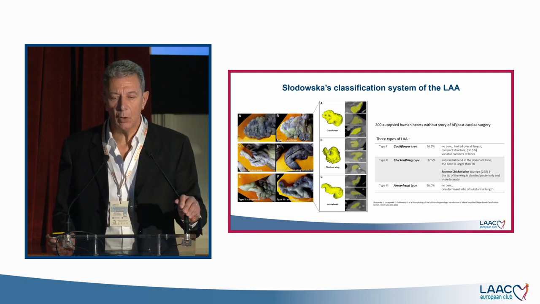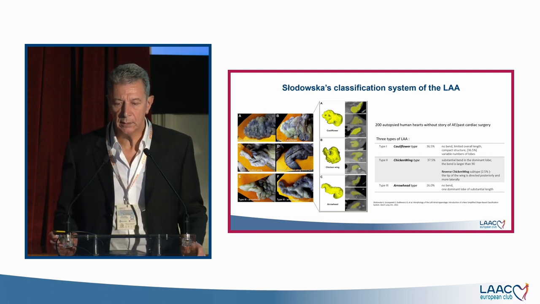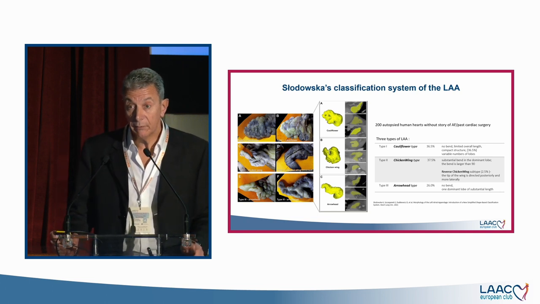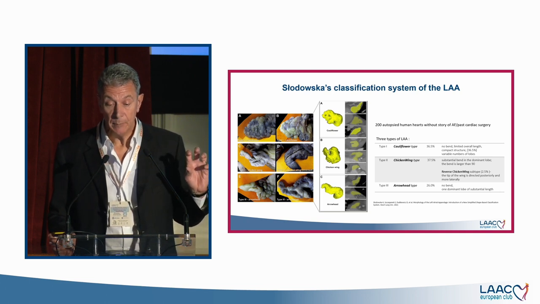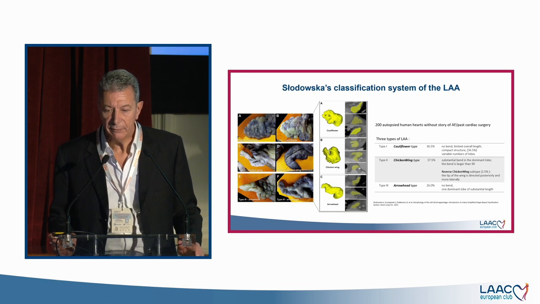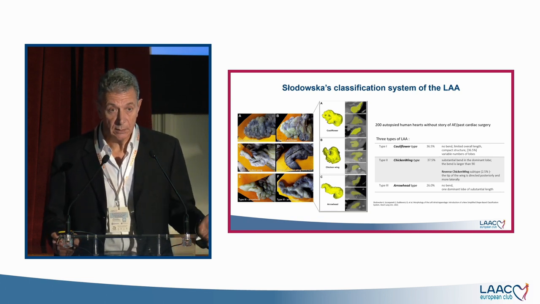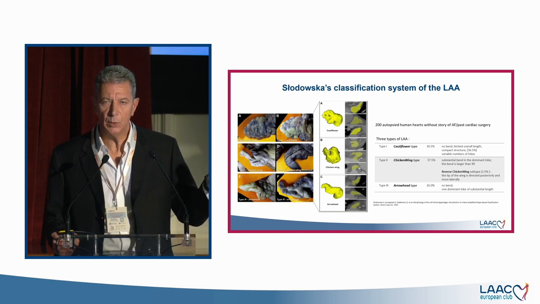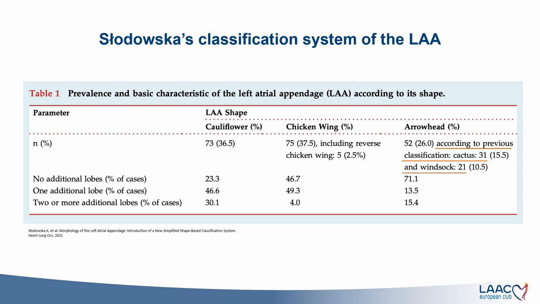More recently, these colleagues proposed a simplified classification. It's based not on the CT scan, but on 200 autopsy human hearts without a history of atrial fibrillation, and they introduced some more qualitative aspects, and the classification includes the LAA in 3 categories: the cauliflower, chicken wing, and windsock-like. The main limitation is that this classification was not conceived for the implanters, but to look for a link between the morphology and the risk of ischemic stroke. It's very interesting the distribution of the additional lobes, one or more than one, but this distribution is, of course, influenced by the definition of this category.